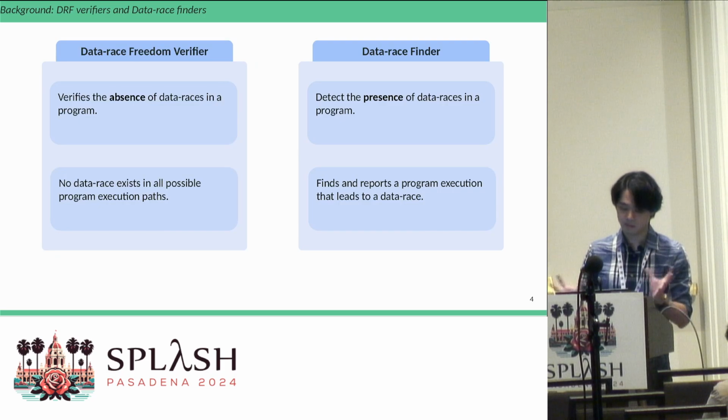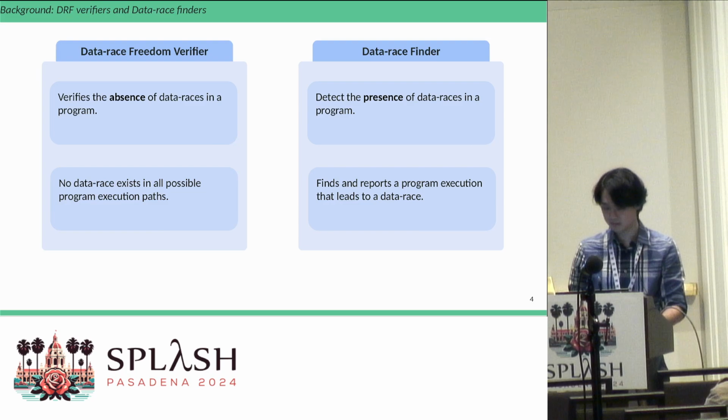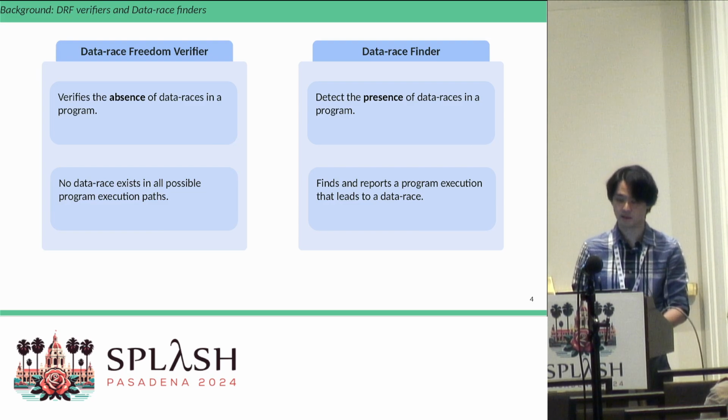So there are two main ways to handle data races. One is we create a data race freedom verifier, which verifies the absence of data races in the program. So we check that no data race exists in all possible execution paths. The other way is we create a data race finder, which detects the presence of a data race and finds and reports the program execution that leads to that race.